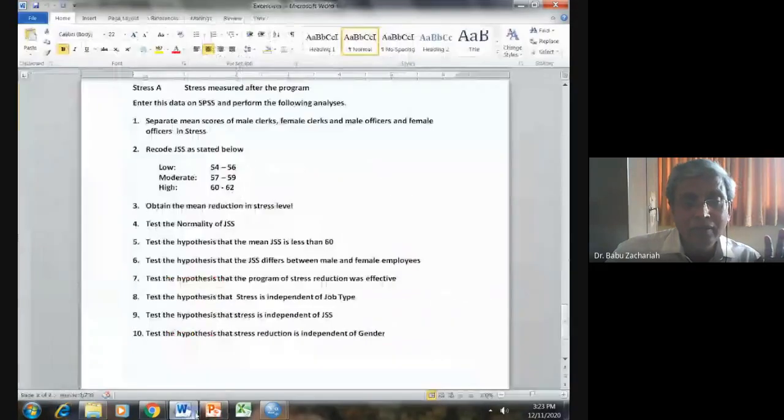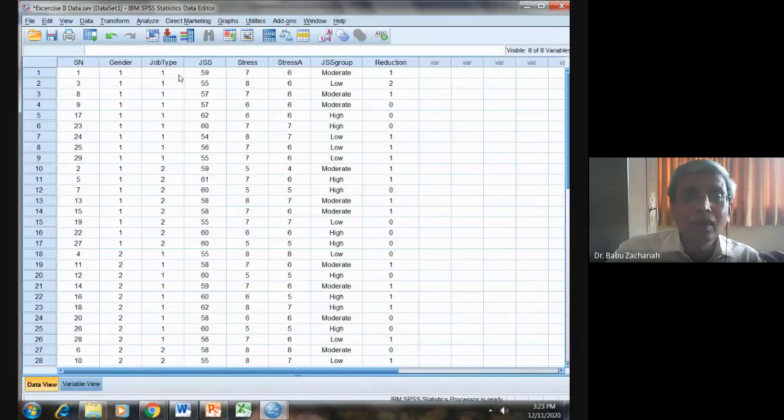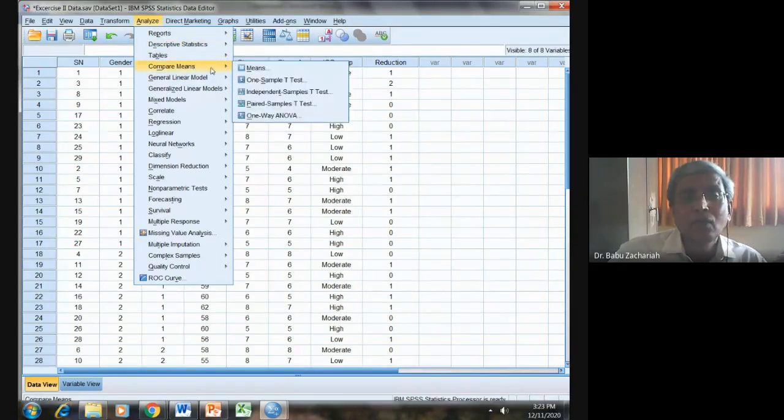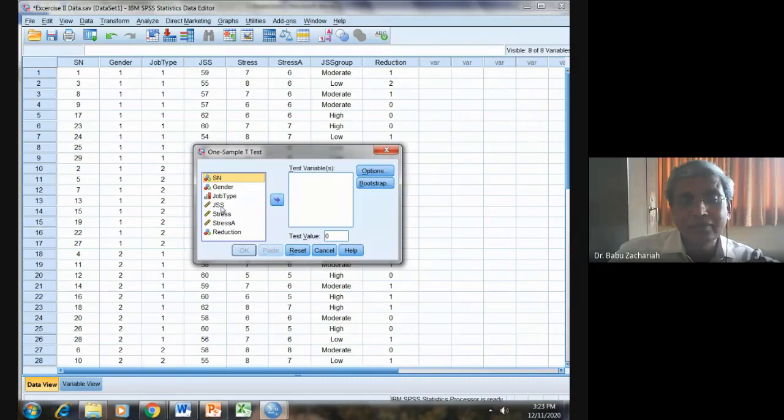Now the question here is, test the hypothesis that mean JSS is less than 60. So the testing procedure is very easy. Here you have to come to Analyze, Descriptive Statistics, Compare Means, One Sample t-test. Analyze, Compare Means, One Sample t-test. So JSS is the variable. Test value here is 60. Okay, and just click OK here.